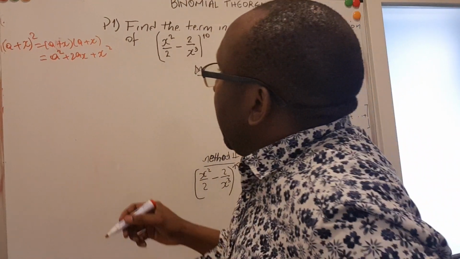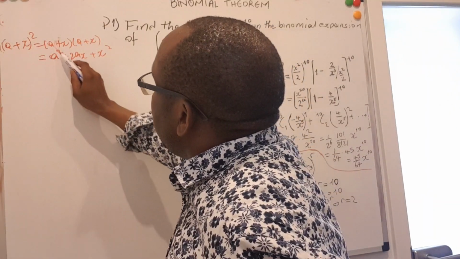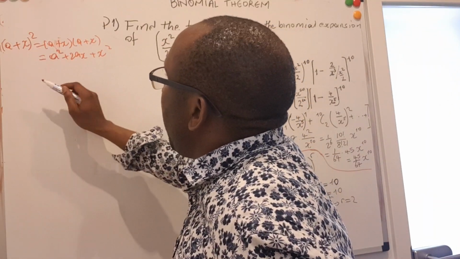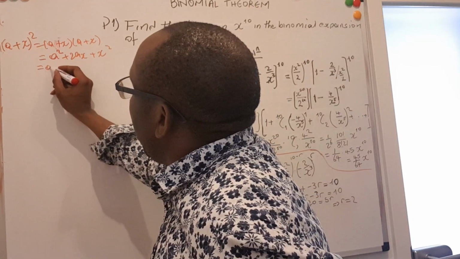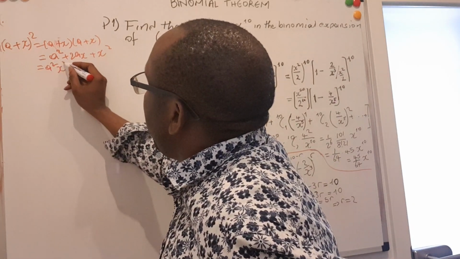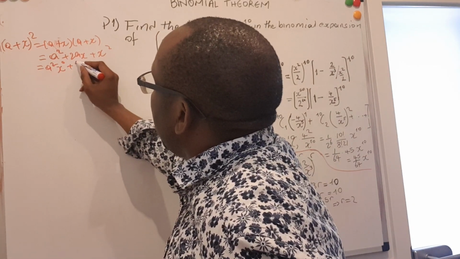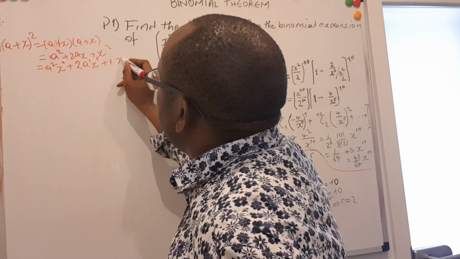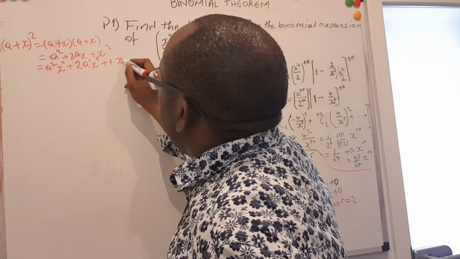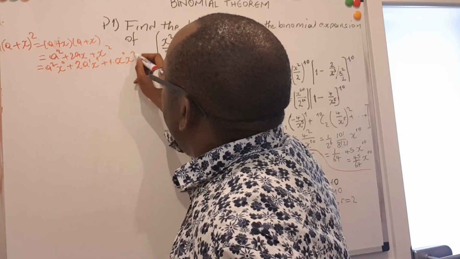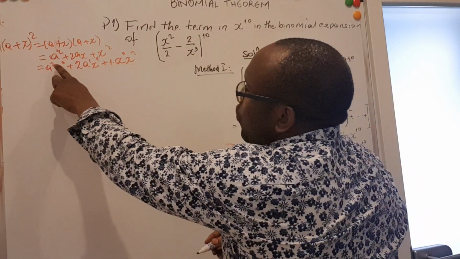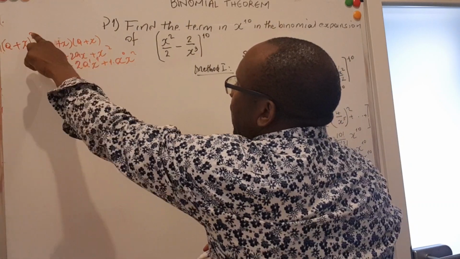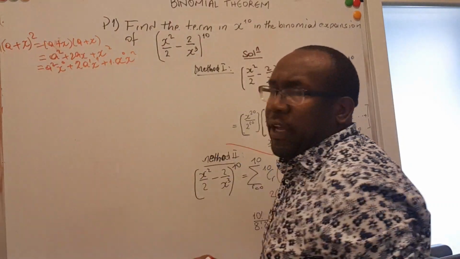The nice thing about it is that the first term here has no x, because x is to the power 0. So I can write it like a to the power 2, x to the power 0, plus 2, a to the power 1, x to the power 1, plus 1, a to the power 0, x to the power 2. What you notice is that 2 plus 0 is 2, 1 plus 1 is 2, 0 plus 2 is 2.